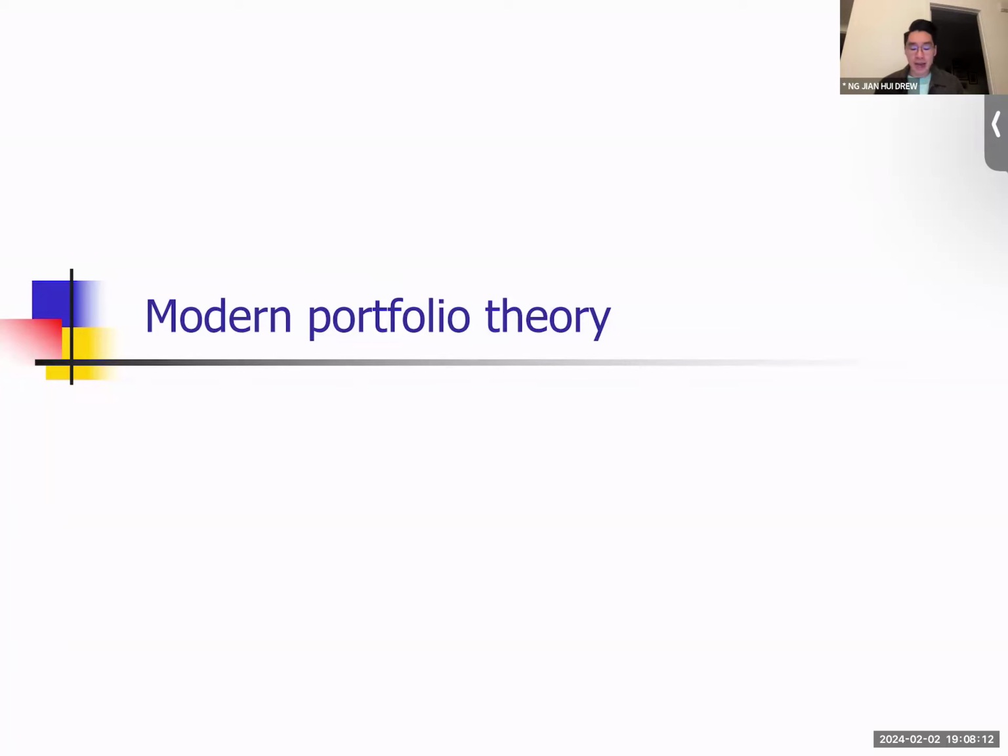So whatever we covered today is built on lecture 1, right? At the end of the day, what we're doing is portfolio management, and portfolio management starts with the IPS. Now what we're talking about in today's lecture is modern portfolio theory.